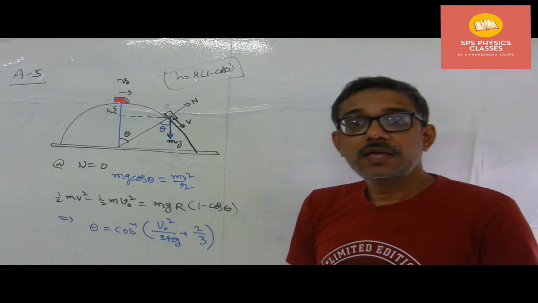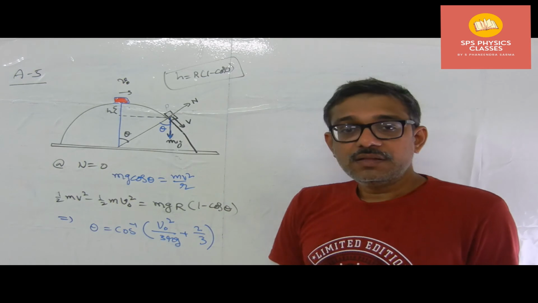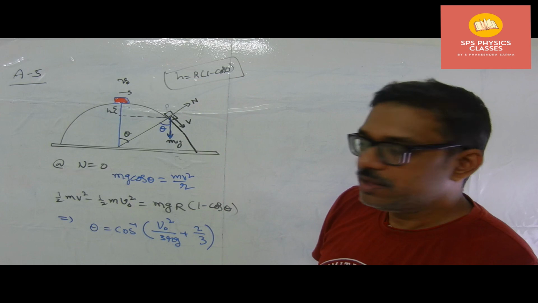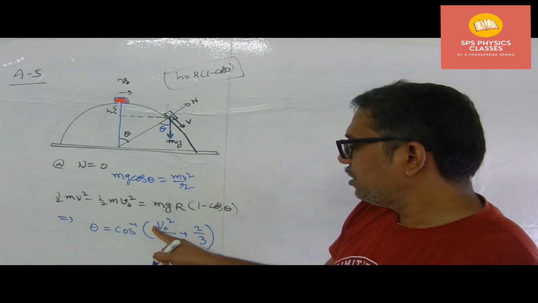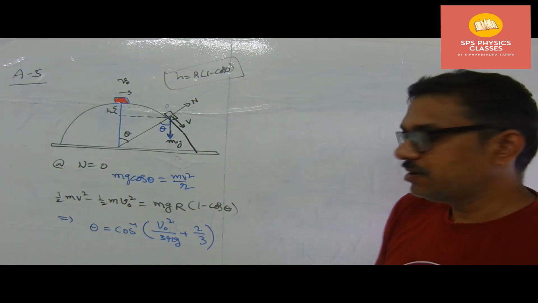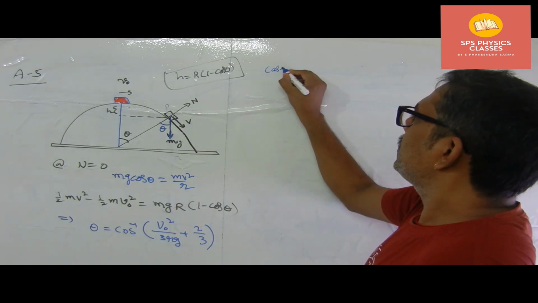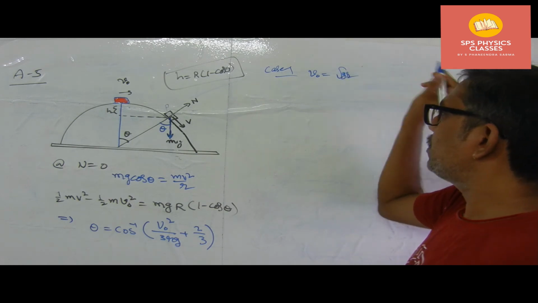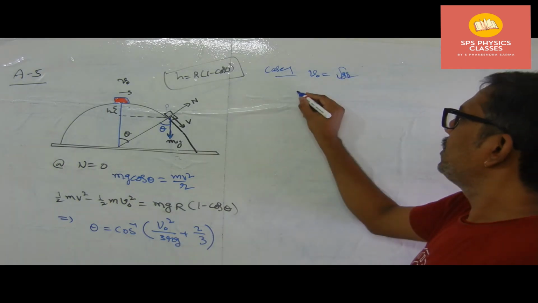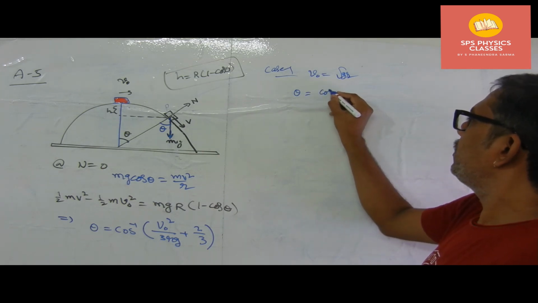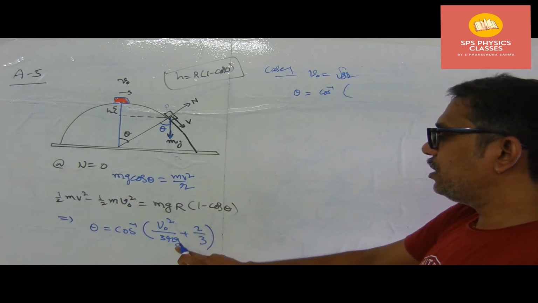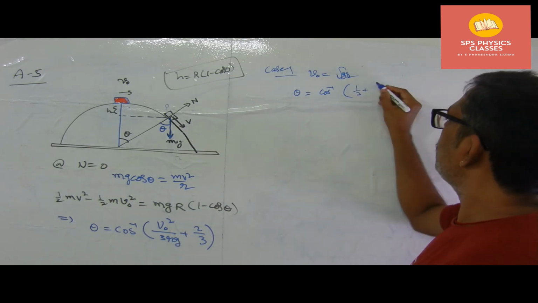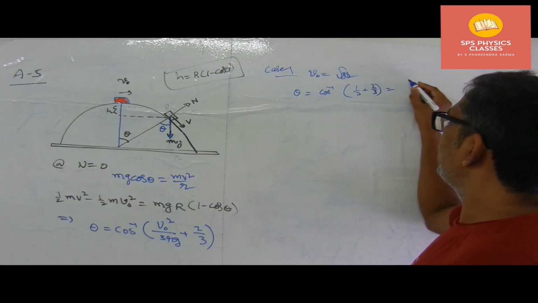Suppose in an examination, the person will try to ask us, if it is continuing with the speed of root of gr, that means here you have to substitute root of gr. So different kinds of problems will come into the picture. Suppose in this particular case, case 1, v naught is equal to root of gr. It starts with root of gr. Then theta is equal to cos inverse of, gr both get cancelled, 1 by 3 plus, what do you write down? It is 2 by 3.